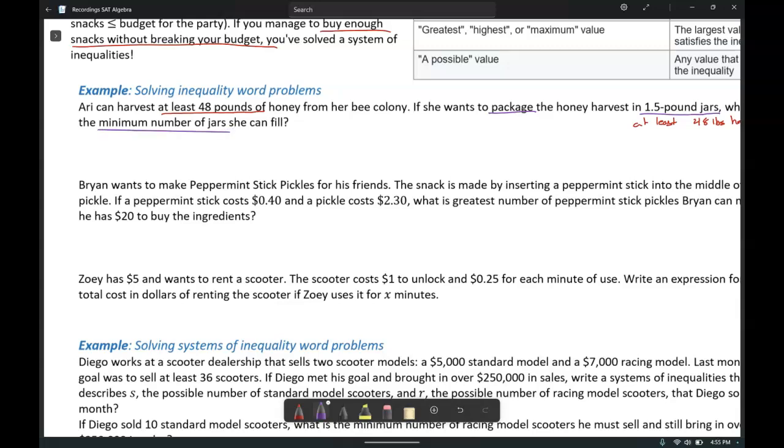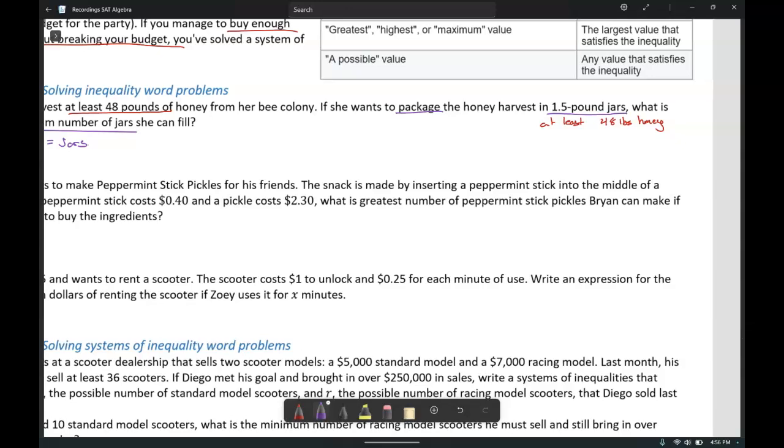So since that's what we're solving for, that's going to be our variable. J equals jars. J equals jars. So we have our variable, and now we need to use that to model the rest of the equation. If we know that she's going to have a certain number of jars, the amount of honey per jar, when we combine all those jars together, has to give us at least 48 pounds of honey. And so now we can go ahead and translate this.